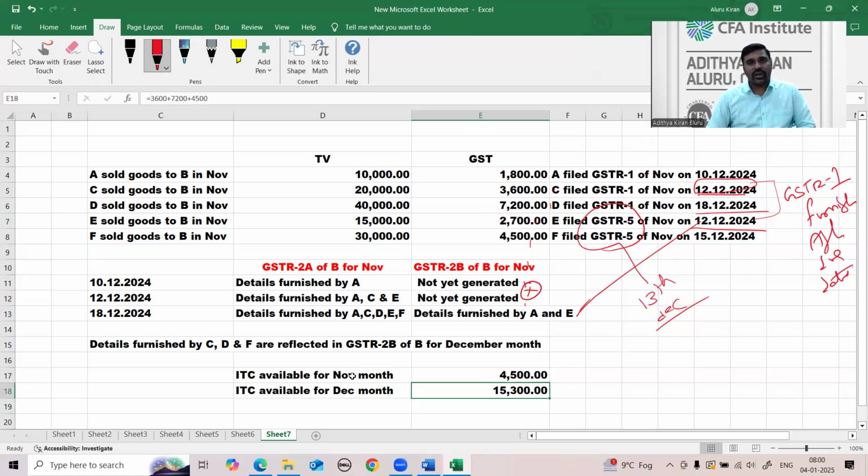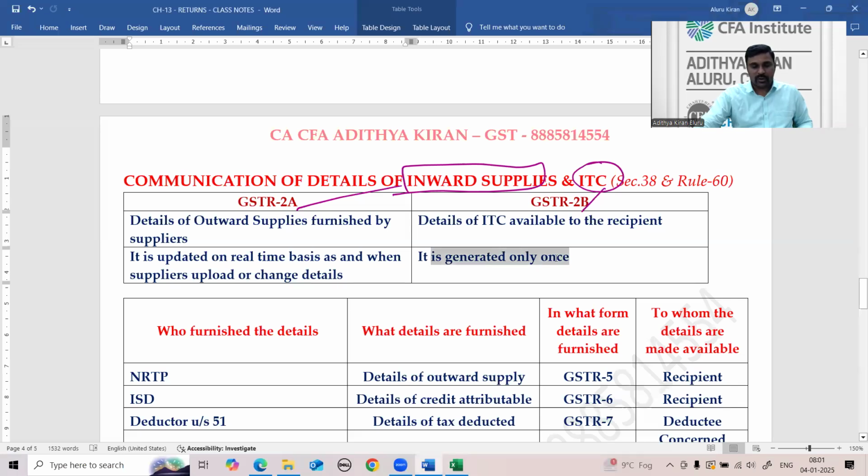Even though all the 5 goods we purchased in the month of November itself, our ITC will change. ITC is available for the month of November only with respect to the supplies of A and E. With respect to the supplies of C, D and F, you can avail ITC for the month of December. It is generated only once. It is updated on real-time basis.